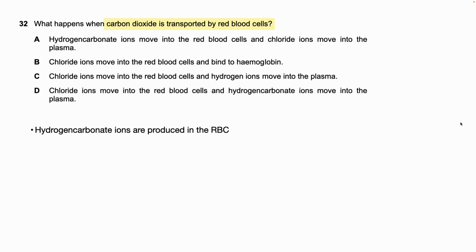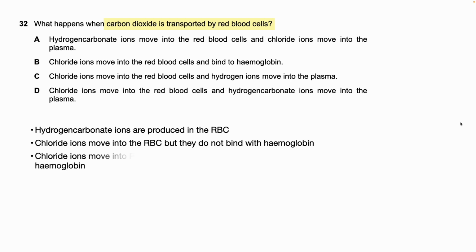Option B, chloride ions move into the red blood cells and bind to hemoglobin. So chloride ions move into the red blood cells, but they are not going to bind with hemoglobin. Option C, chloride ions move into the red blood cells and hydrogen ions move into the plasma. Chloride ions move into red blood cells, but hydrogen ions do not move into plasma. They are going to bind with hemoglobin.